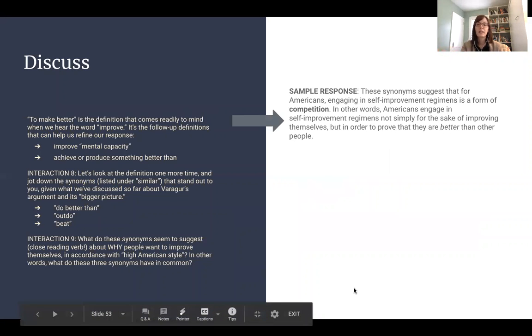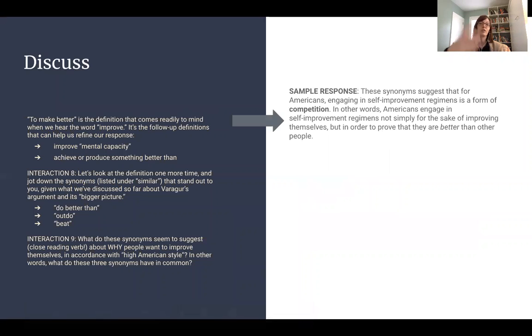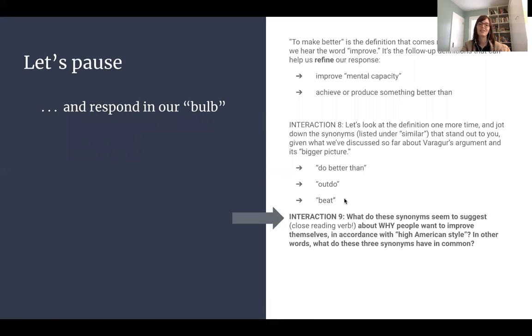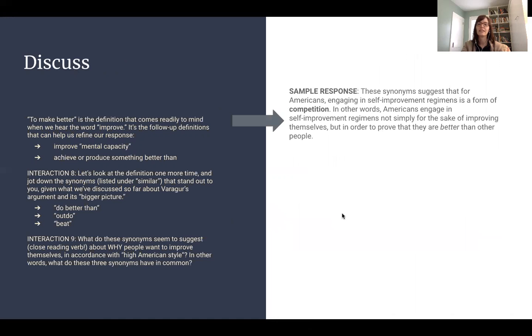Okay, so here is a sample response that we can work with and work on refining together. So these synonyms suggest that for Americans, right, because it's high American style, engaging in self-improvement regimens is a form of competition. In other words, Americans engage in self-improvement regimens not simply for the sake of improving themselves, but in order to prove that they are better than other people, right? So again, this notion of doing better than someone else, outdoing someone else, beating someone else, all indicate competition.